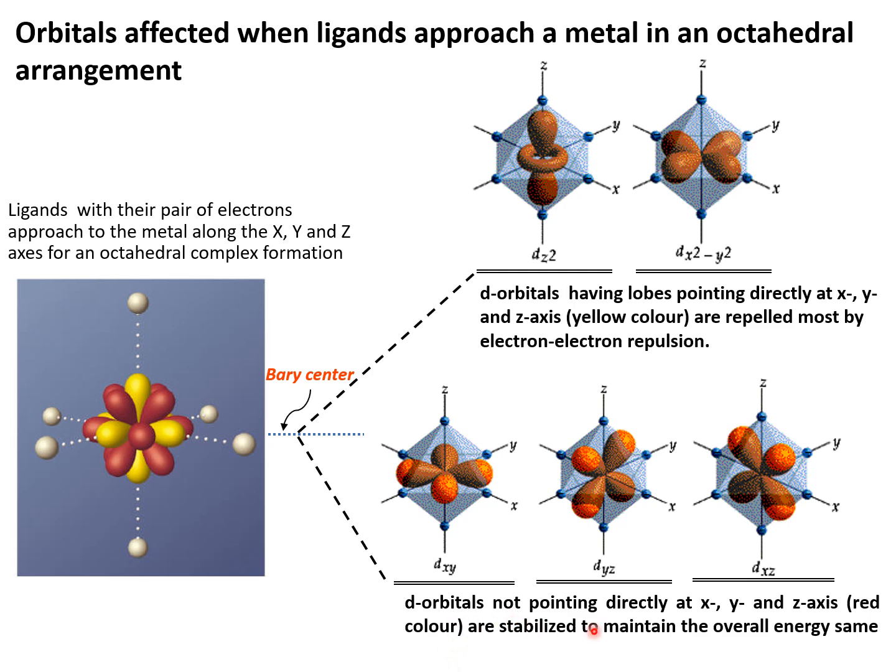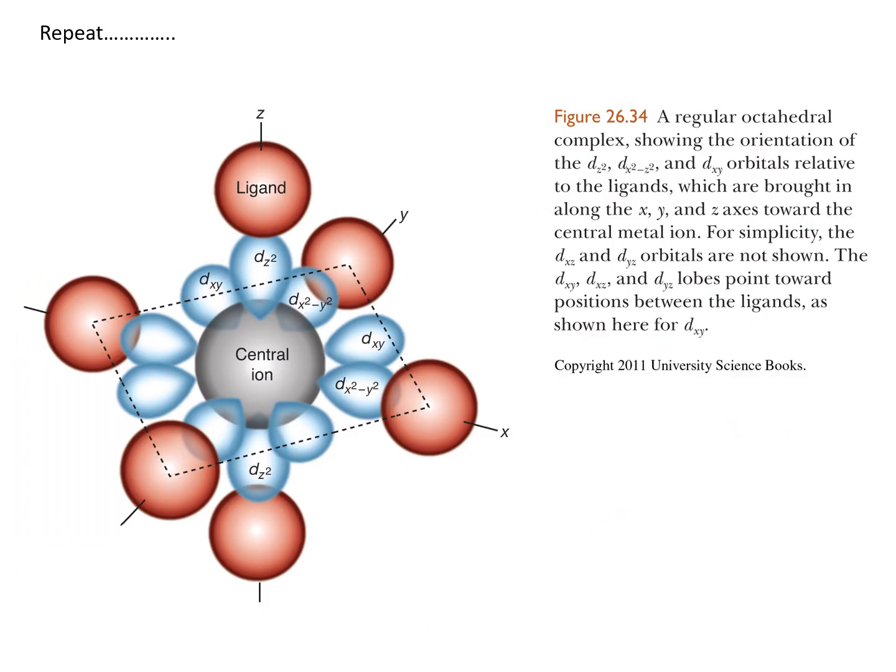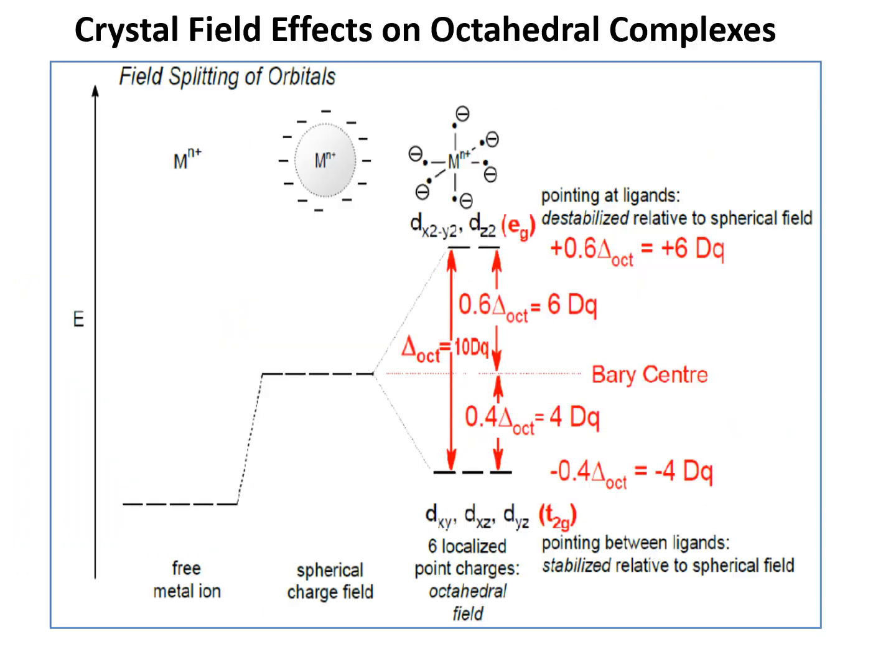D orbitals not pointing directly at the x, y, and z axes are stabilized to maintain overall energy, whereas the d orbitals having lobes pointing directly at the x, y, and z axes are repelled most by electron-electron repulsion. The repulsion is more, and that's why the splitting occurs here. The same thing is given over here.